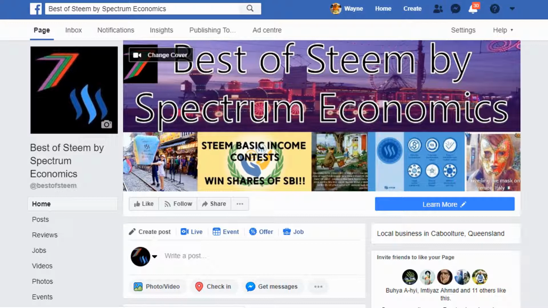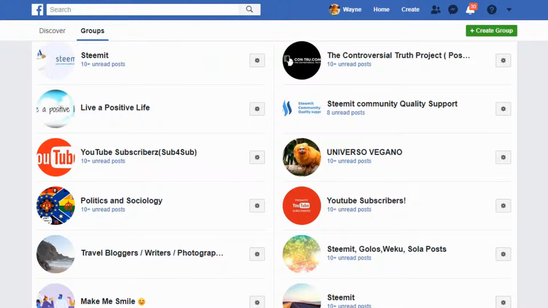Here are some of the groups that I've joined. And you can see none of them on here are actually economics groups. There's a few Steemit ones here. There's actually a lot of Steemit groups on Facebook. I think I've joined about 15 to 20, so it's quite a lot of them. And there's a few other things as well. I've got the political stuff, and the vegan stuff, the controversial stuff.